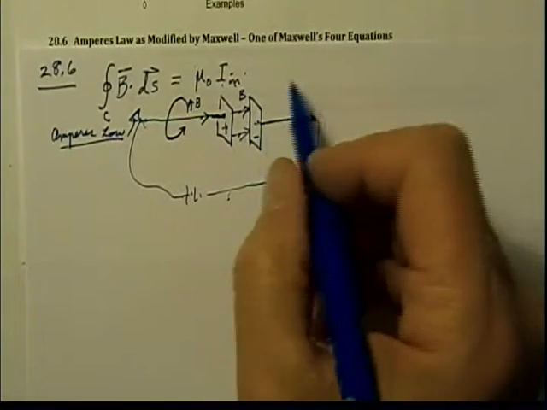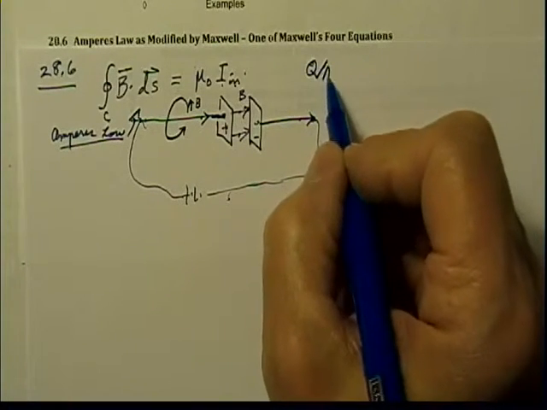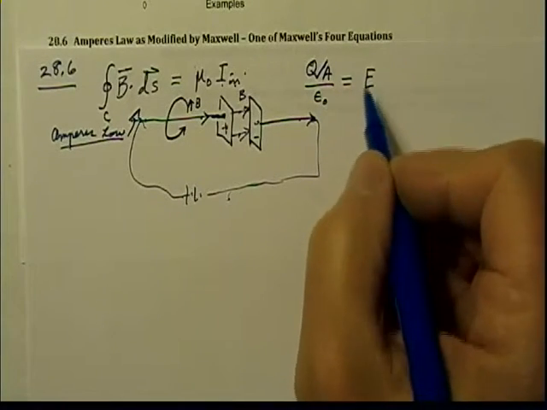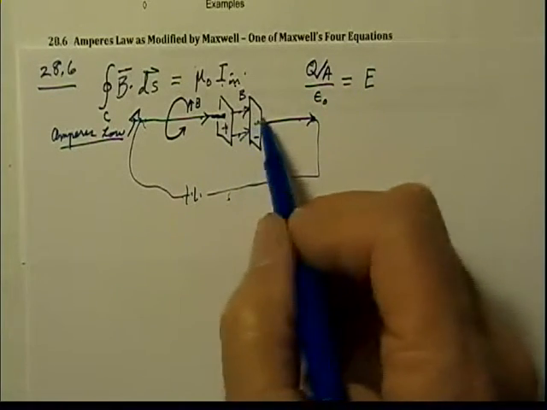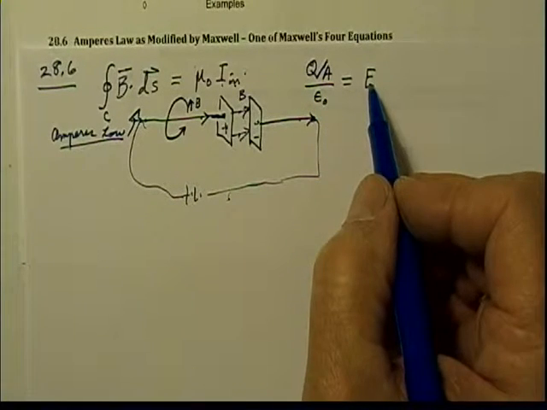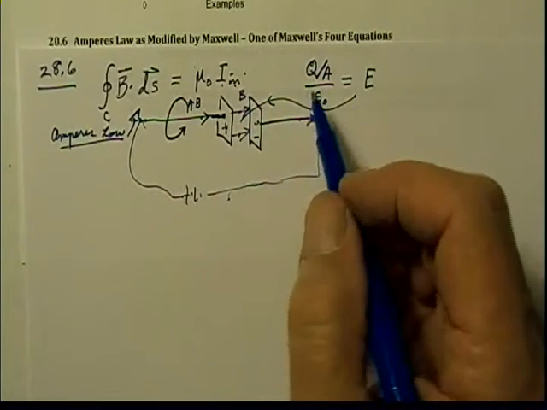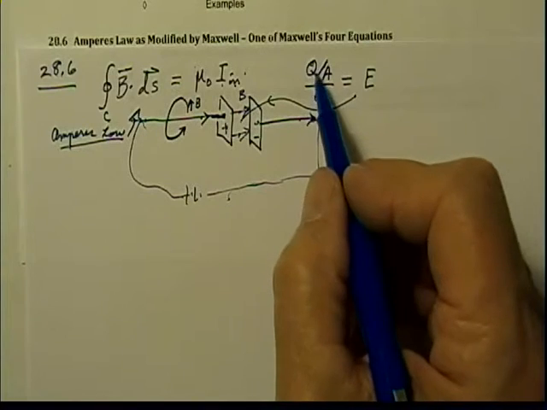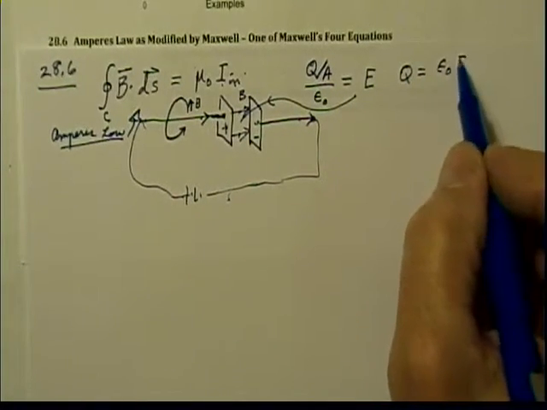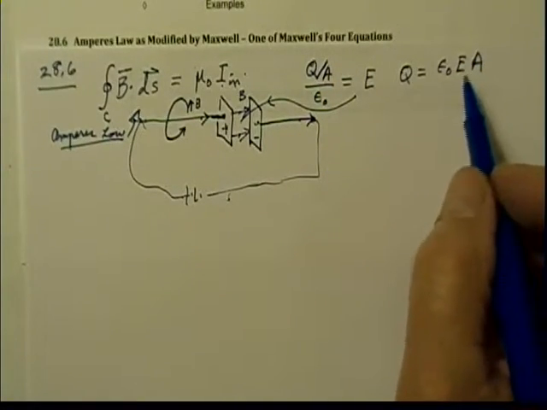What would that be? Well, this is kind of a simplistic derivation, but here's what we can say. For this parallel plate capacitor, we know that the charge per unit area divided by epsilon naught is equal to the electric field. Now that's true inside a parallel plate capacitor, so that'll be the electric field inside here. Now I want to solve that equation for Q, and that will give us Q is equal to epsilon naught E times A.